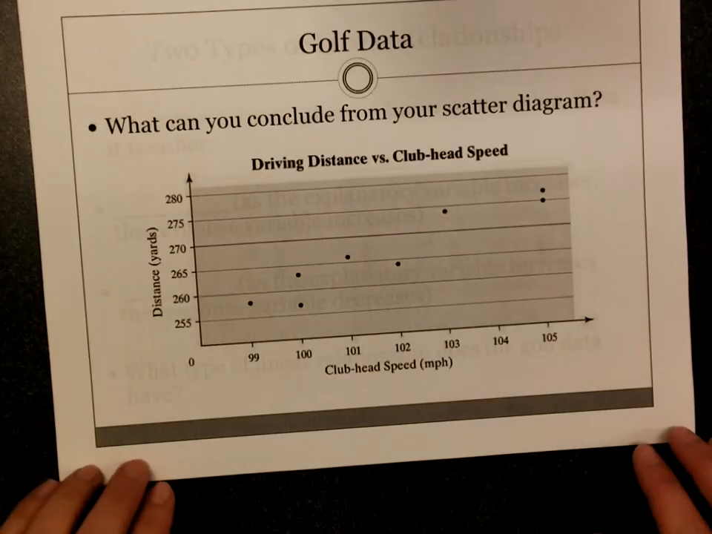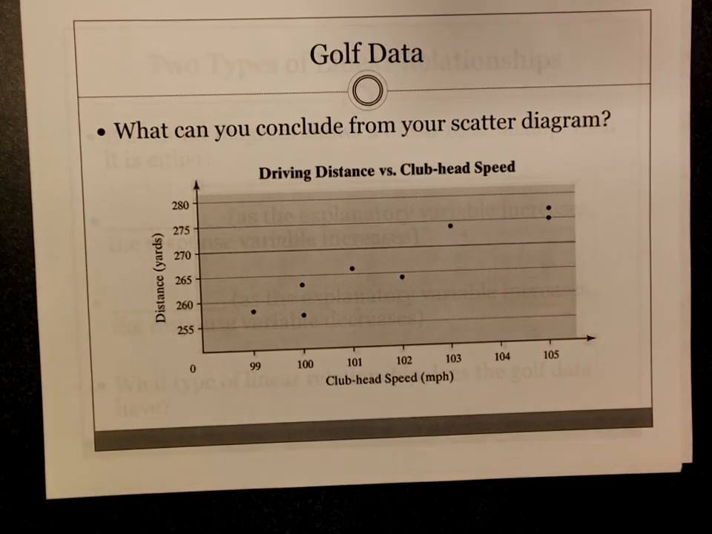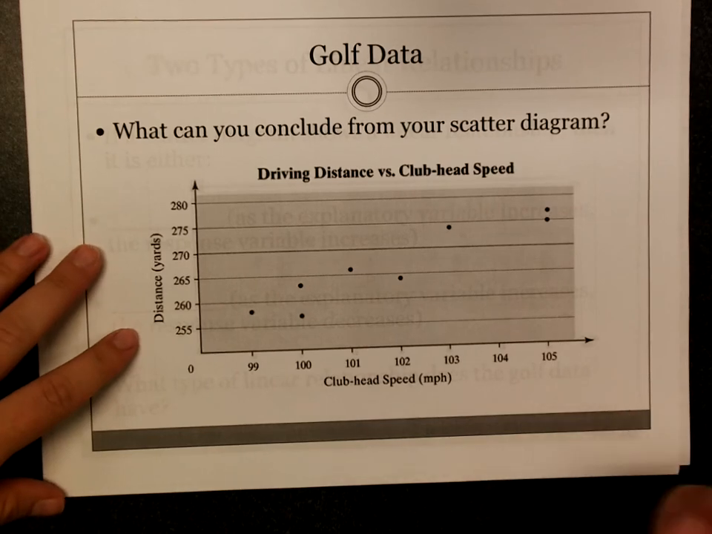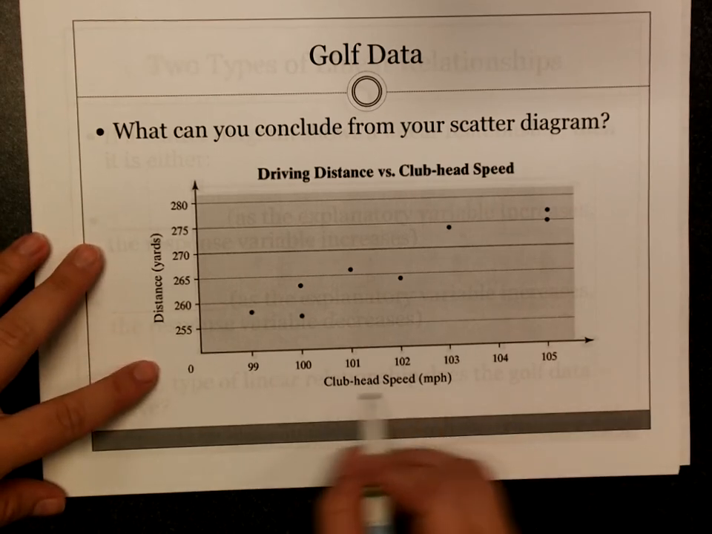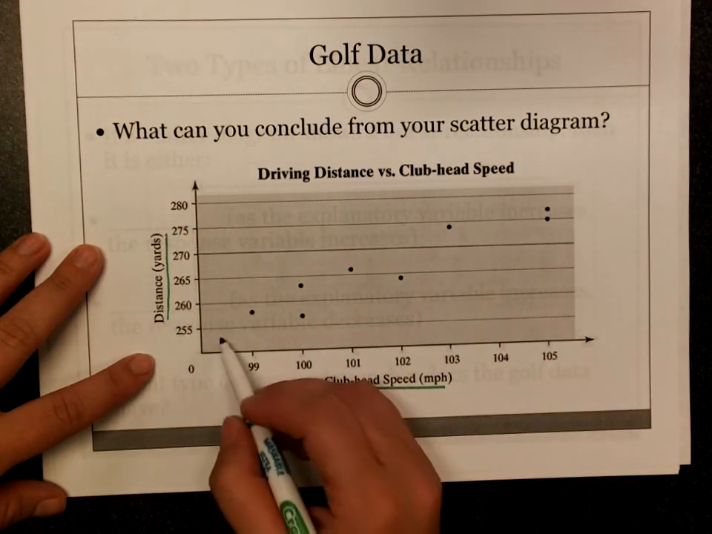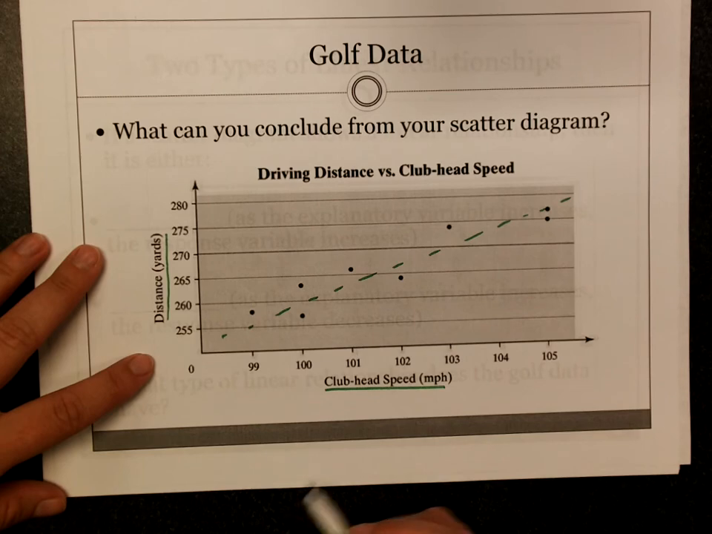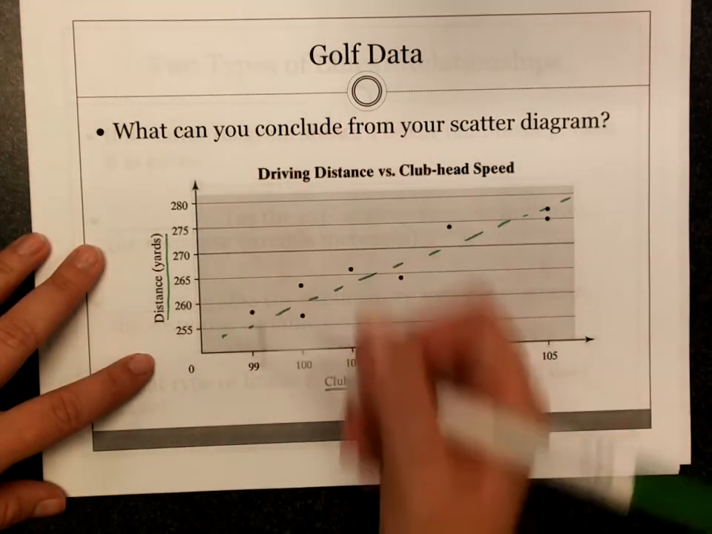Here's what the textbook shows as their scatter plot. And it might ask a question like, what can you conclude from your scatter diagram? So you would say something to the effect of, the faster you swing the golf club, the further the golf ball travels. It looks like it has a nice kind of straight line, linear relationship. As one variable increases, so does the other.